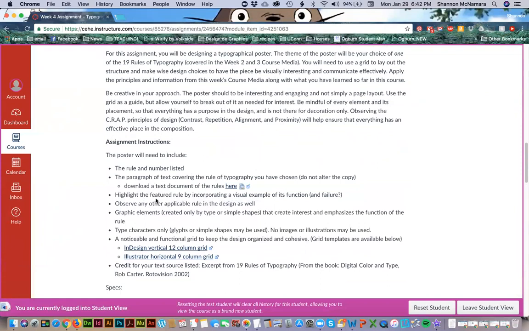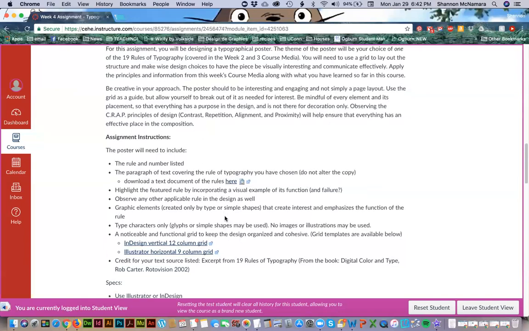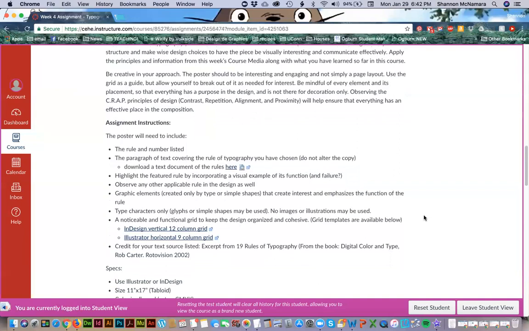Highlight the featured rule by incorporating a visual example of its function and maybe failure. Interesting. Observe any other applicable rule in the design as well. Graphic elements should be created only by type or simple shapes that create interest and emphasize the function of the rule. Type characters only, glyphs or simple shapes may be used. No images or illustrations may be used.